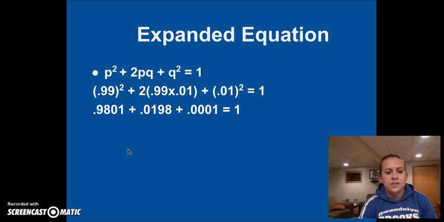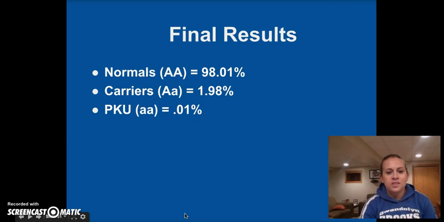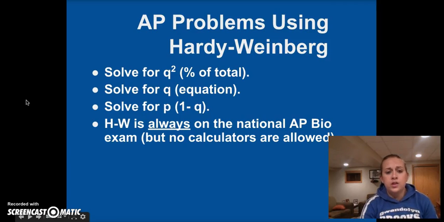Now, so when we expand this equation out, we can see that when you do the 0.99 squared plus 2pq plus q squared, you get 1. And so you would expect 98% of individuals to be normal, about 2% to be carriers, and then the 0.01% to actually have PKU.